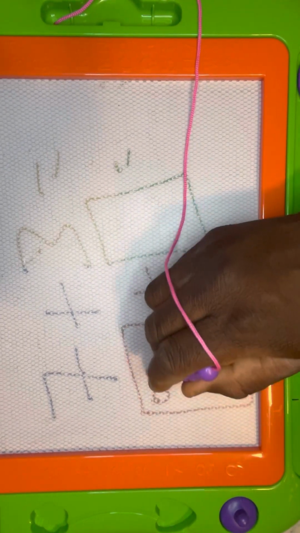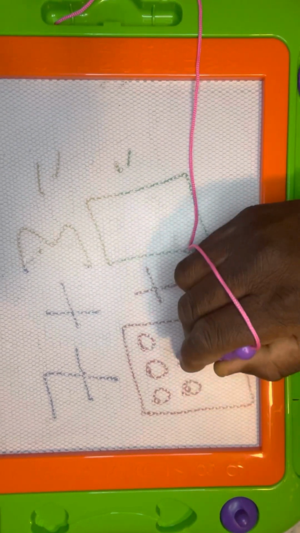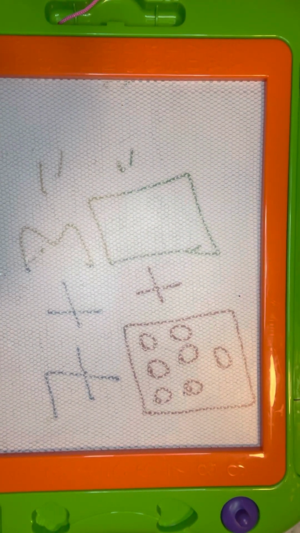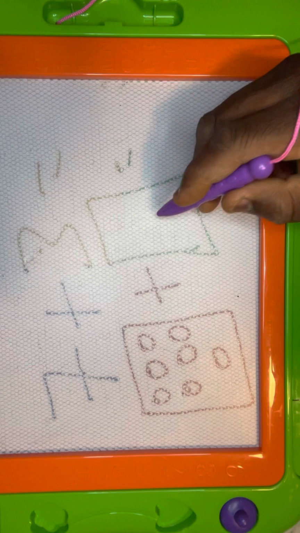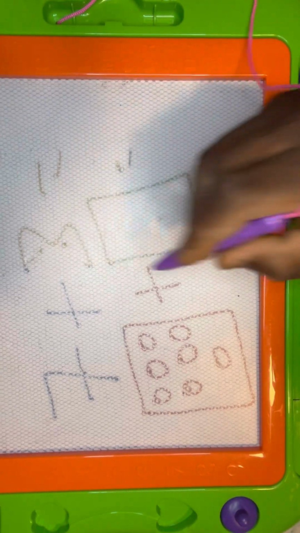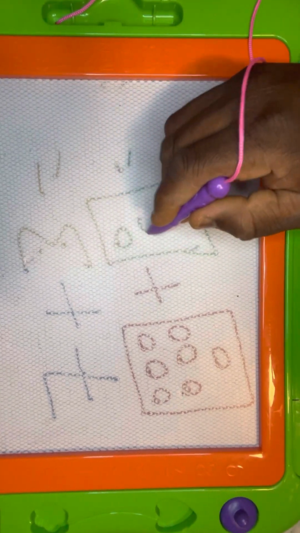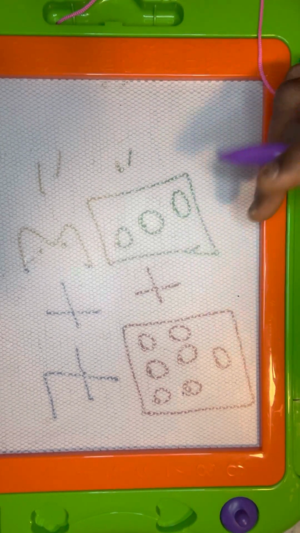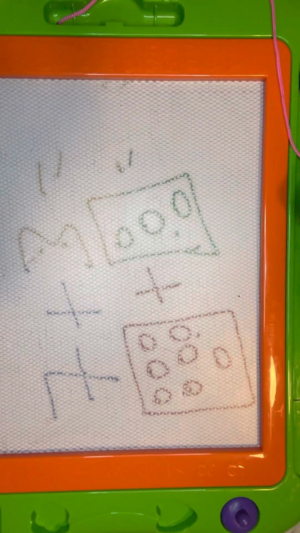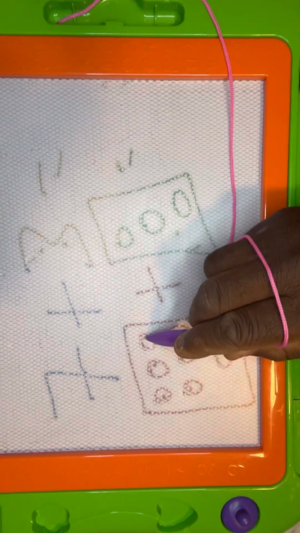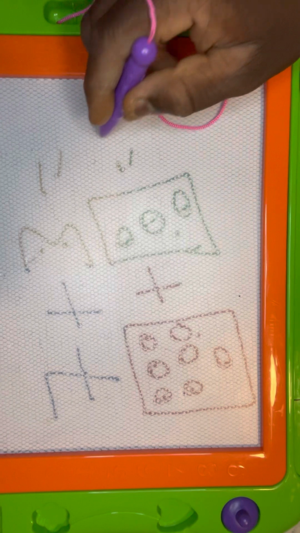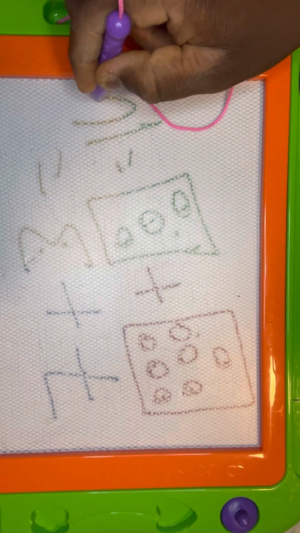So we have 1, 2, 3, 4, 5, 6, 7. And you also put 3 oranges here because of the number 3. So 1, 2, 3. Now let's add the oranges in the 2 boxes together. So we have 1, 2, 3, 4, 5, 6, 7, 8, 9, 10. So your answer becomes 10.